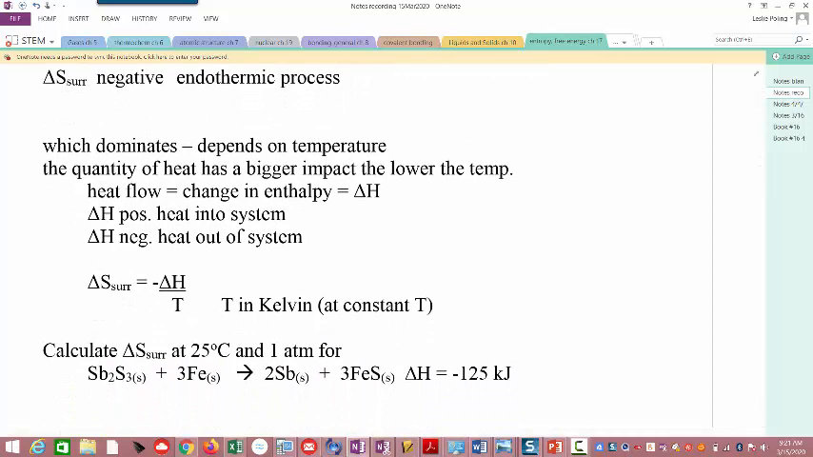So which one dominates? We have to know about the temperature. The lower the temperature, the bigger impact the heat has. Heat flow is our change in enthalpy, which we dealt with before in a previous chapter, our delta H. When delta H is positive, heat's going into the system. Delta H negative, heat's going out of the system. So we have our equation there. Delta S of the surroundings is negative delta H over T, and we have to keep our temperature in Kelvin.